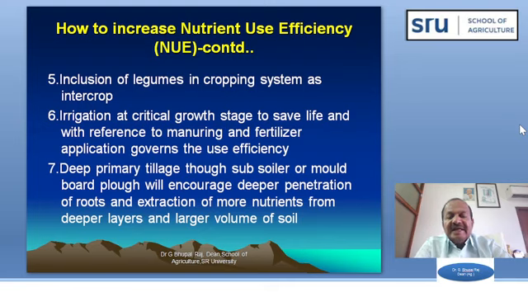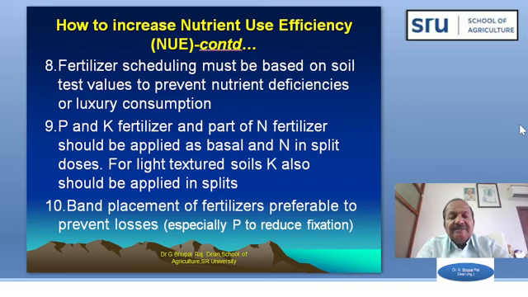Irrigation at critical growth stages is important, and with reference to manuring and fertilizer application, it governs the use efficiency. Whenever the crop is at a critical stage which requires more of a particular nutrient, and we apply the fertilizer followed by a little irrigation, it increases the use efficiency. So irrigation and water availability play an important role. Deep primary tillage with a subsoiler or moldboard plow will encourage deeper penetration of the roots and extraction of more nutrients from the deeper layers and a larger volume of the soil.